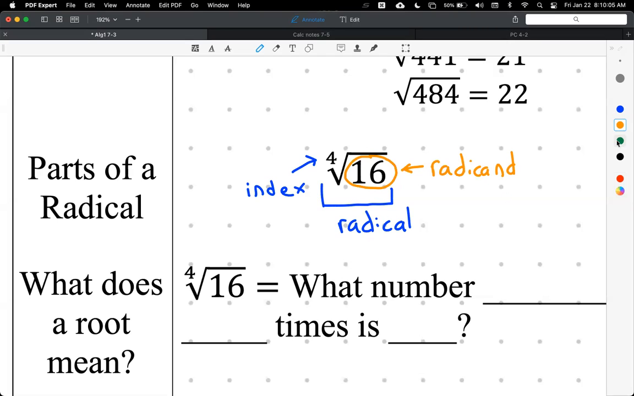And what is this thing right here, this symbol? If I had to circle just this symbol, it's not called the square root symbol because square root refers to an index of 2. That is called just the radical symbol. I know, we're very imaginative here in the mathematician world. Just the radical symbol.